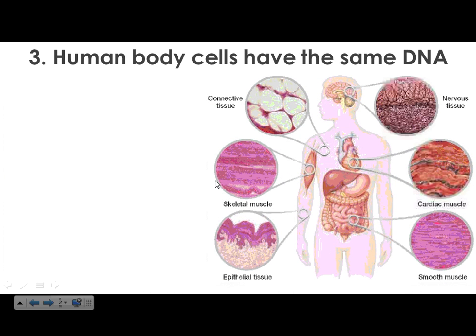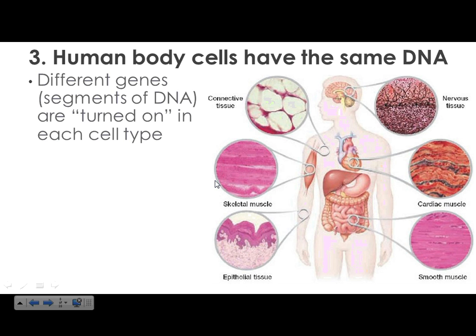Next question. Human body cells all have the same DNA. They have the same genetic material. Consider a human heart cell and a human liver cell. How can these cells perform such different functions but still all have the same DNA?